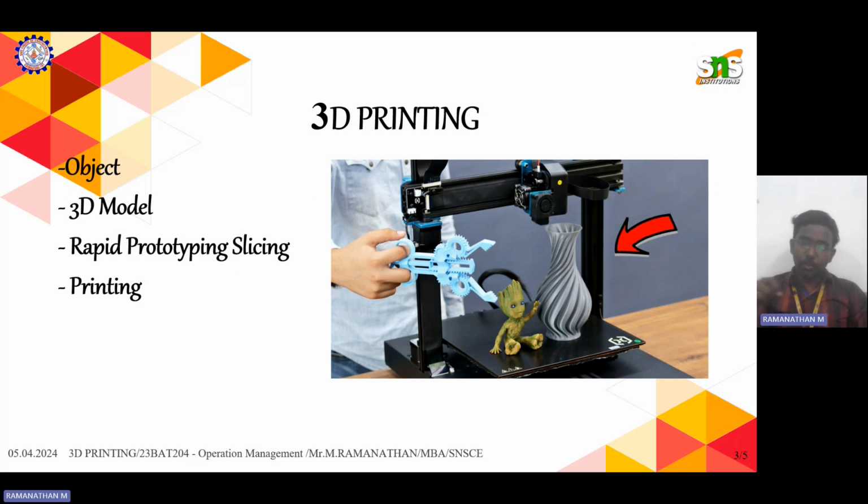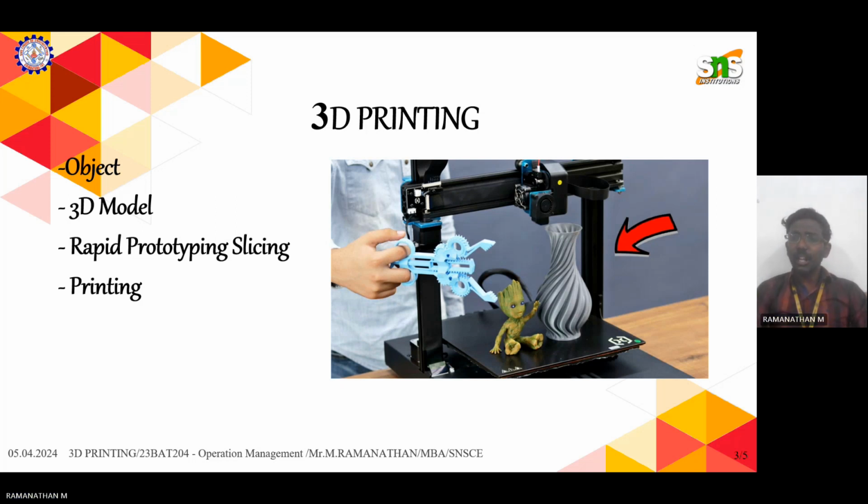Layer by layer, that particular object or product will be made. That we call rapid prototype slicing. Slicing is nothing but making the prototype of that particular product layer by layer.